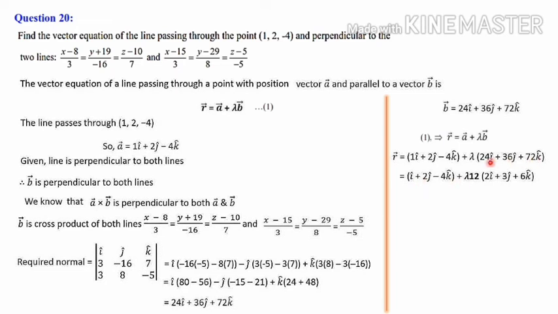Here, when you look inside the bracket, 12 is common. We can take 12 outside. It becomes 2 i cap plus 3 j cap plus 6 k cap. And here, lambda into 12. Lambda itself is a constant, and when you take 12 outside and multiply with lambda, you will get another constant.